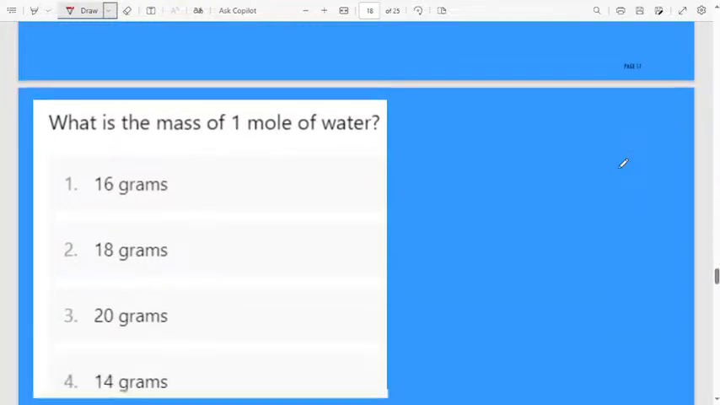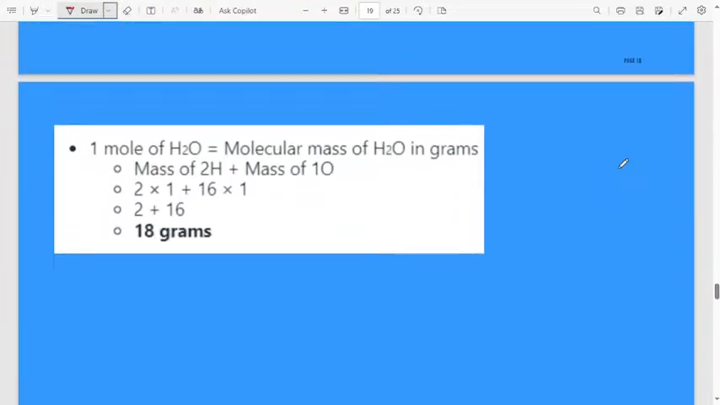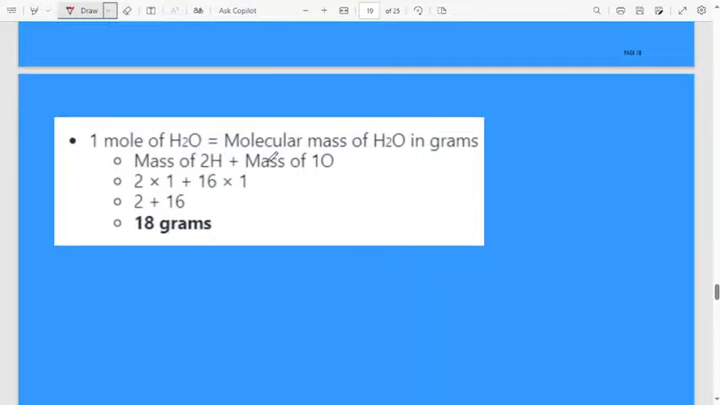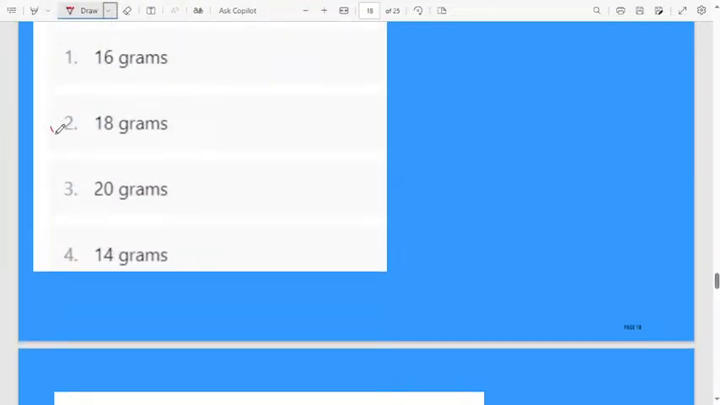Next question. What is the mass of 1 mole of water? What is the mass of 1 mole of water? For 1 mole of water, the molecular mass is the mass of 2 hydrogen atoms plus the mass of 1 oxygen atom, and you will get 18 grams. Very easy problem. It will be 18 grams.